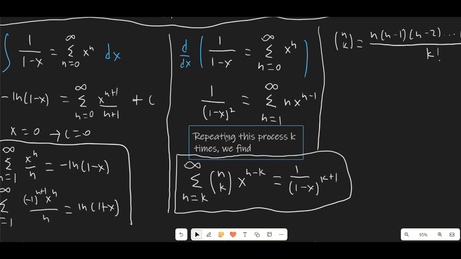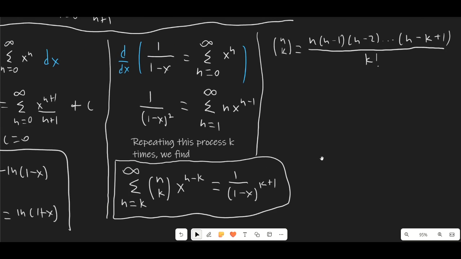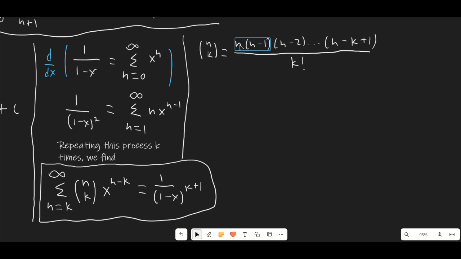So if we assume we repeat this process k times, you're going to find that on the right side here, you get the sum from n equals k to infinity of n choose k, that's a combinatorial, I have the expression for it over here, n choose k, x to the n minus k, and this is equal to 1 over 1 minus x raised to the k plus 1 power. And n choose k just means this right here. It's going to be n times n minus 1 times n minus 2, all the way down to n minus k plus 1, and dividing by k factorial.